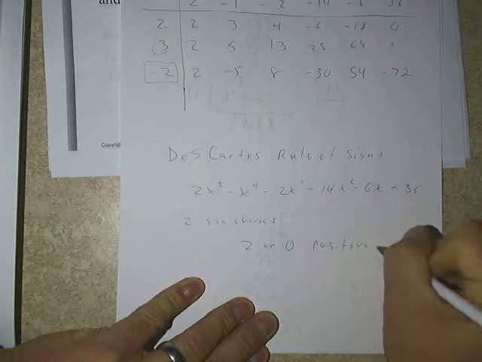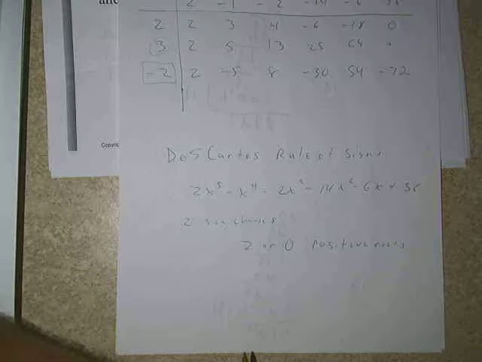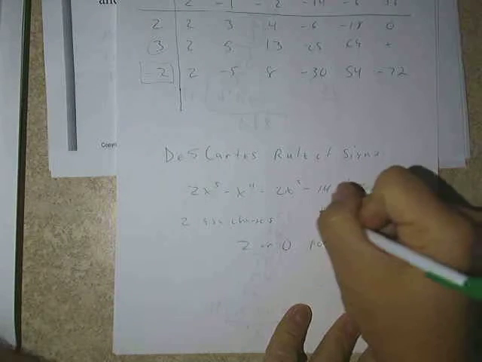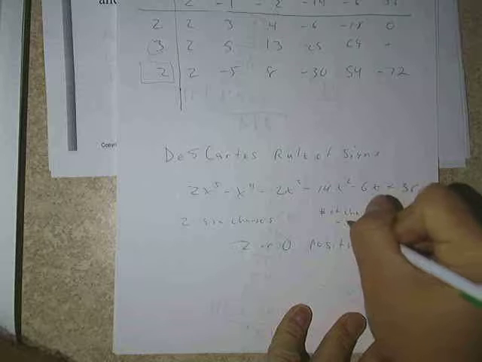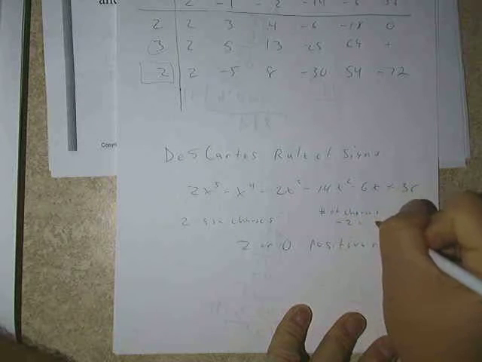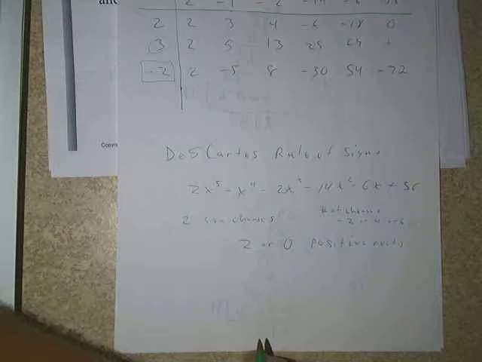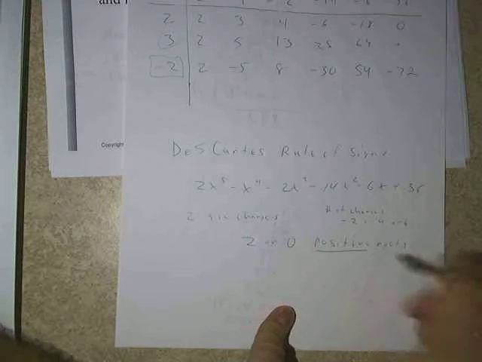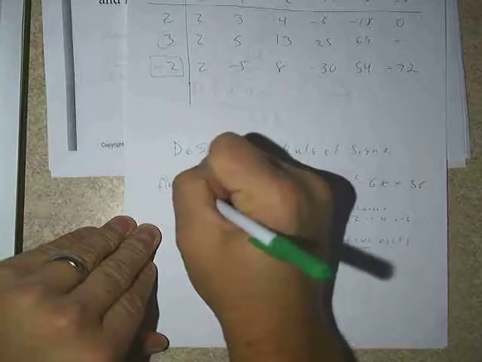So if there are two sign changes, what that means is that there are either 2 or 0 positive roots. In general, it's going to be the number of sign changes, minus 2, or 4, or 6, etc. Just for argument's sake, to illustrate, if I had 10 sign changes, then there's either going to be 10, 8, 6, 4, 2, or 0 positive roots.